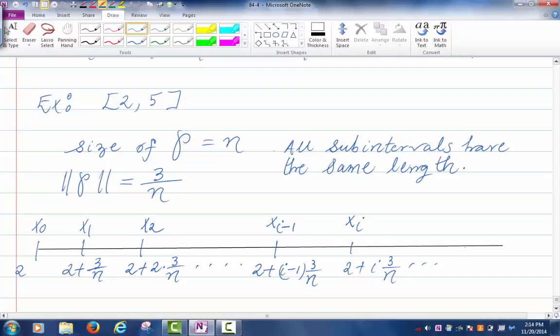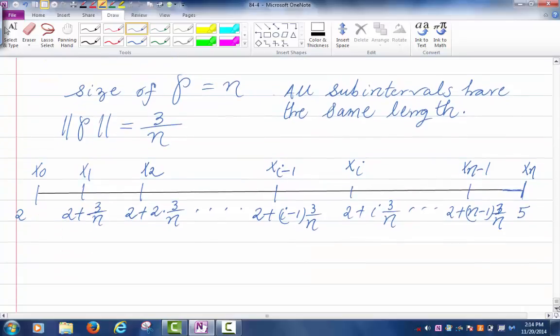Dot dot dot. And the last one here is xn minus 1, which would be 2 plus n minus 1 times 3 over n, sorry, yes, 3 over n. And the last one is xn, and that will be exactly 5. How do I know I didn't make a mistake? Because 5 is the same as 2 plus n times 3 over n, and that matches with 5. So I know that I didn't make a mistake.